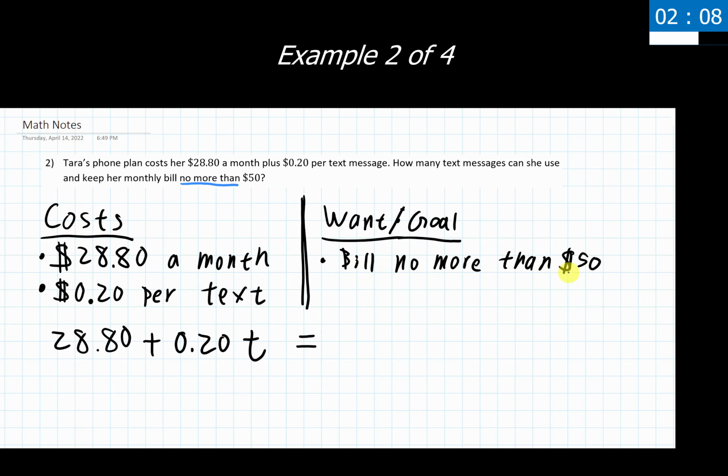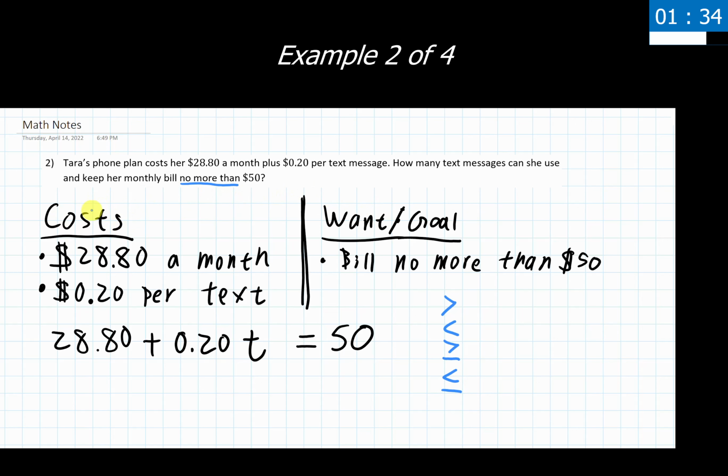Well, we want the bill to be no more than $50, so we have just the $50 over here. The way it's currently set up is we would have the costs equal to $50. Well, the problem is telling us that we want to keep the bill at no more than $50. So we need to revise this into an inequality. And again, that's going to be either greater than, less than, greater than or equal to, less than or equal to. And these labels that we had here are really helpful with this.